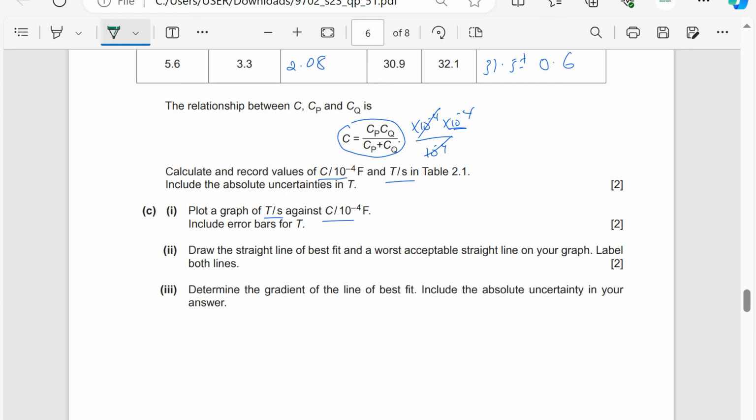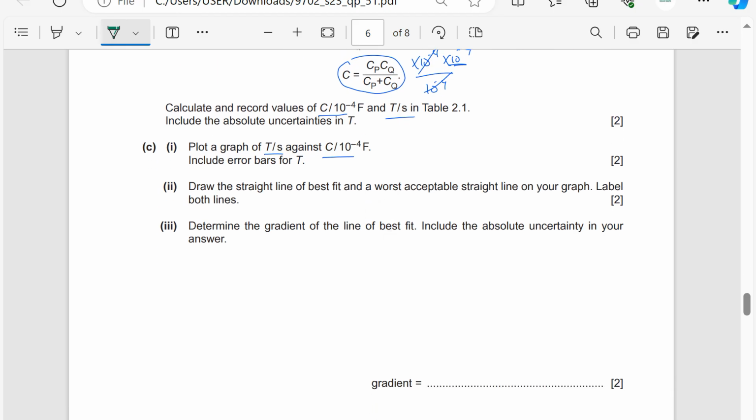So determine the gradient of the line of best fit and the absolute uncertainty in your answer. Since there is absolute uncertainty, I have to find the two gradients. So it's a gradient of best fit. I'll take the best fit values. The change in your y values, we had 30.4 minus 14.6. Then the change in the x values, we had 2.0 minus 0.94.